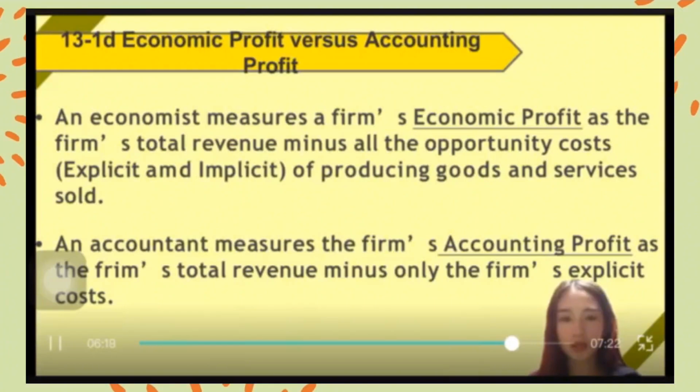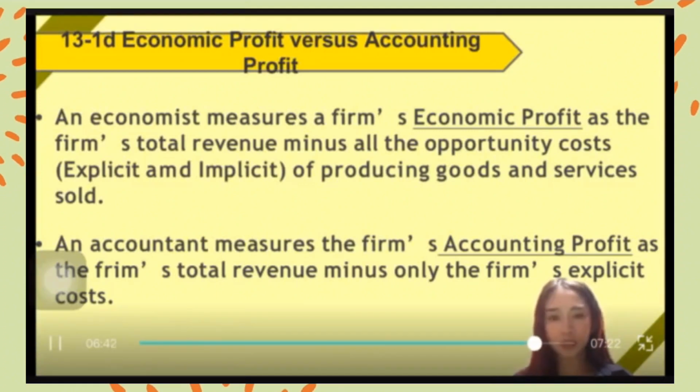Now let's return to the firm's objective, which is the profit. Because the economist and accountant measure cost differently, they also measure the profit differently. In economics, they measure a firm's economic profit as the firm's total revenue minus all the opportunity costs, which are the explicit and implicit costs of producing the goods and services sold, while the accountant measures the firm's accounting profit as the firm's total revenue minus only the firm's explicit cost.